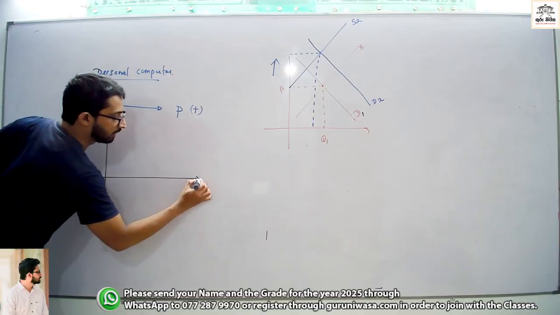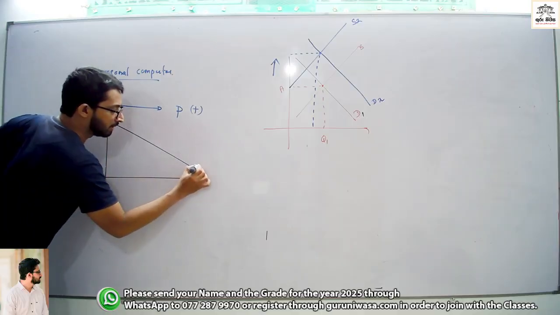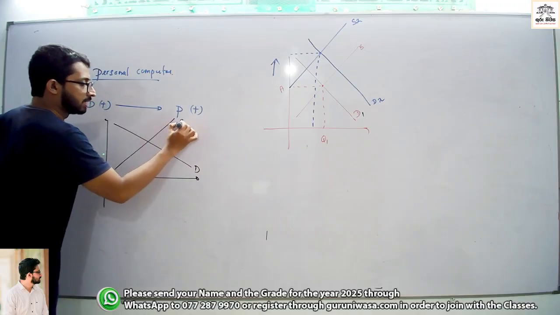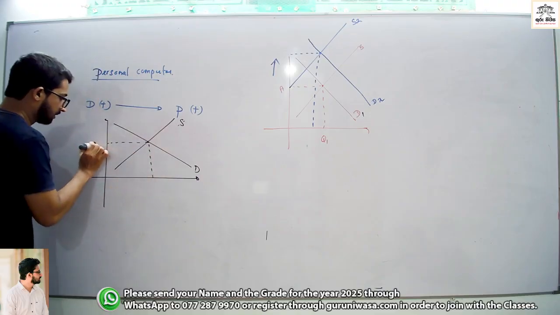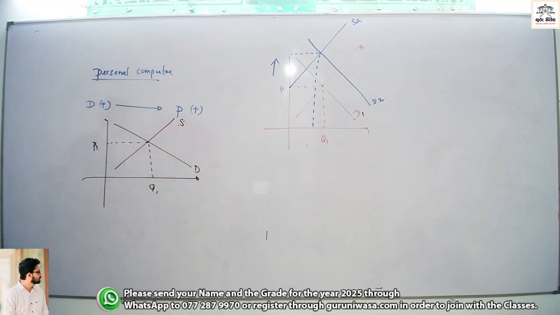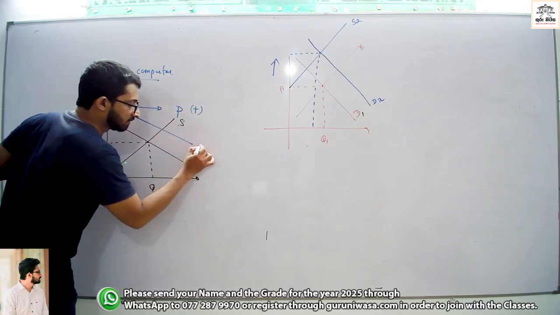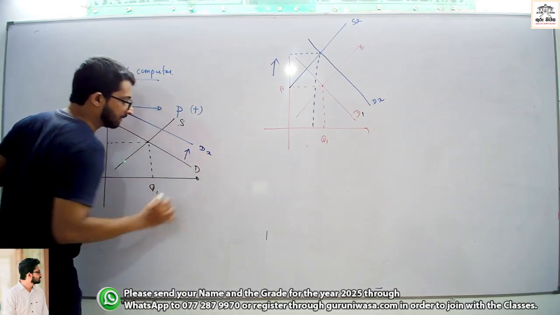Look at the board, Lamai. How to draw it? This is the original demand curve, the original supply curve. But here you need to draw the diagram. P1, Q1. Now what happens, Lamai? Demand increases. The question clearly says demand rises. Shift the demand curve to the right side like this.